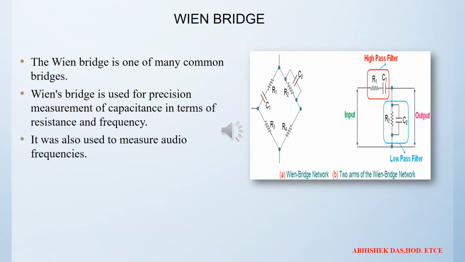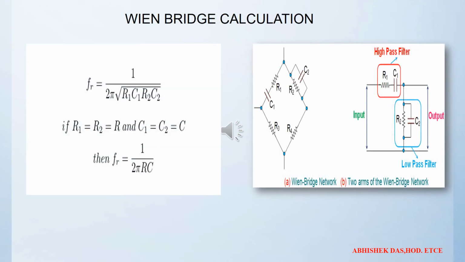Now the Wien bridge. The Wien bridge is one of the many common bridges. The Wien bridge is used for precision measurement of capacitance in terms of resistance and frequency. It is also used to measure audio frequency. And this is the Wien bridge calculation.